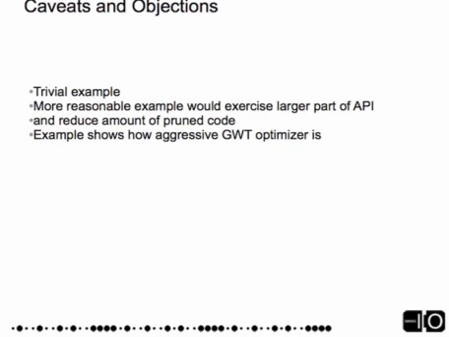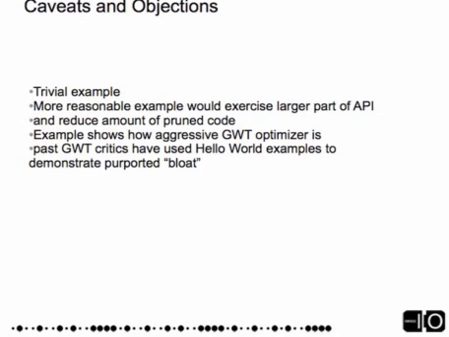And if you've been around using GWT for a while, since the 1.3, 1.4 days, a lot of people criticize GWT by using trivial examples. They'd write one line of code, print hello world, and compile it with GWT and go, oh my God, look how big it is. You know, GWT's terrible. So I think this actually demonstrates that it's not terrible, and in fact, it's about 100 times better than everything else, in my personal opinion.